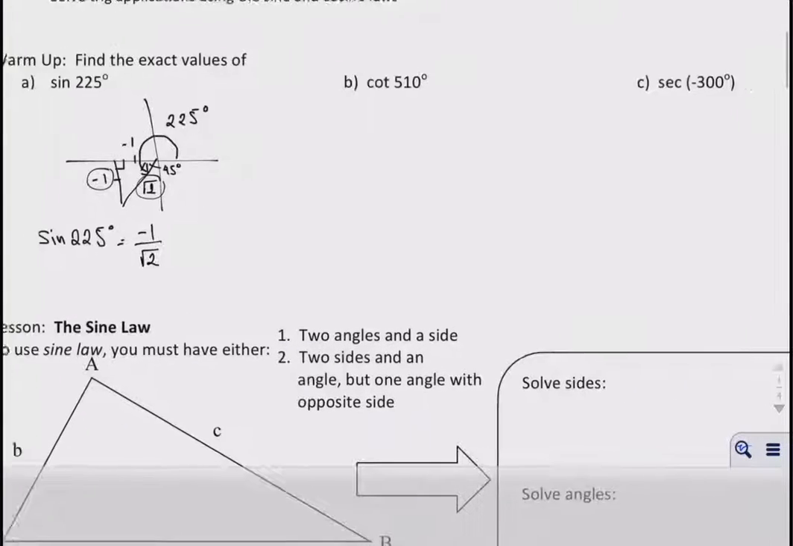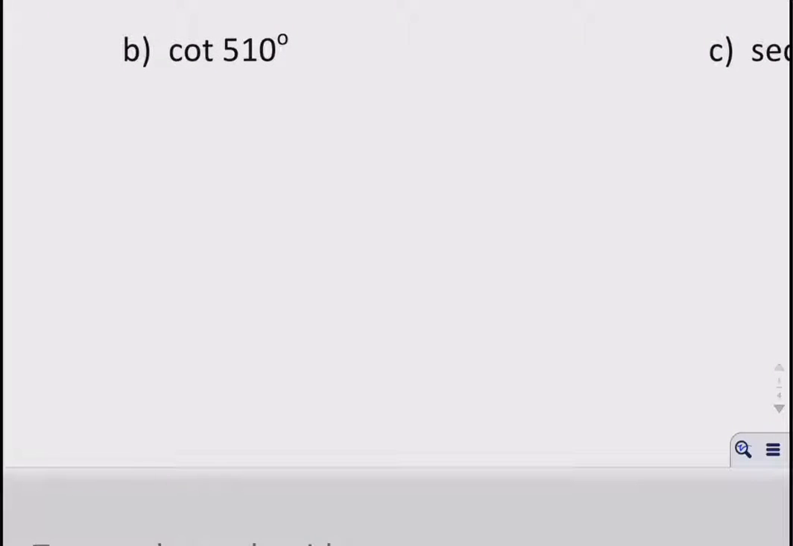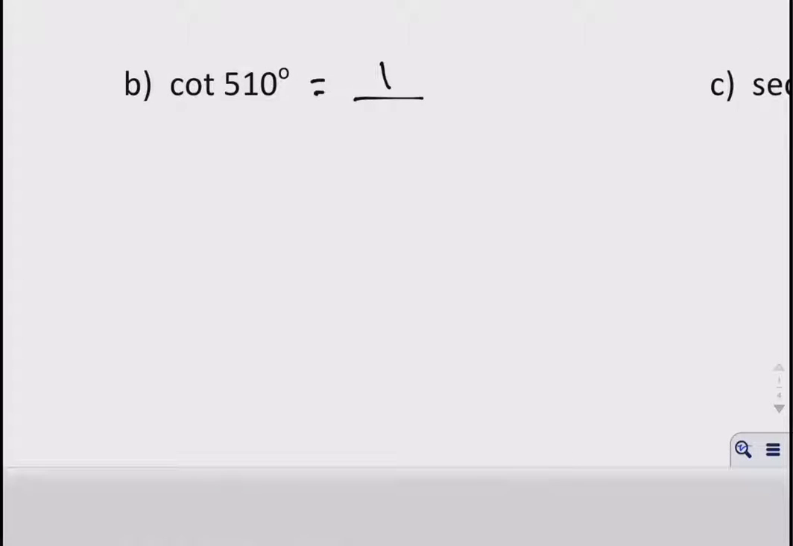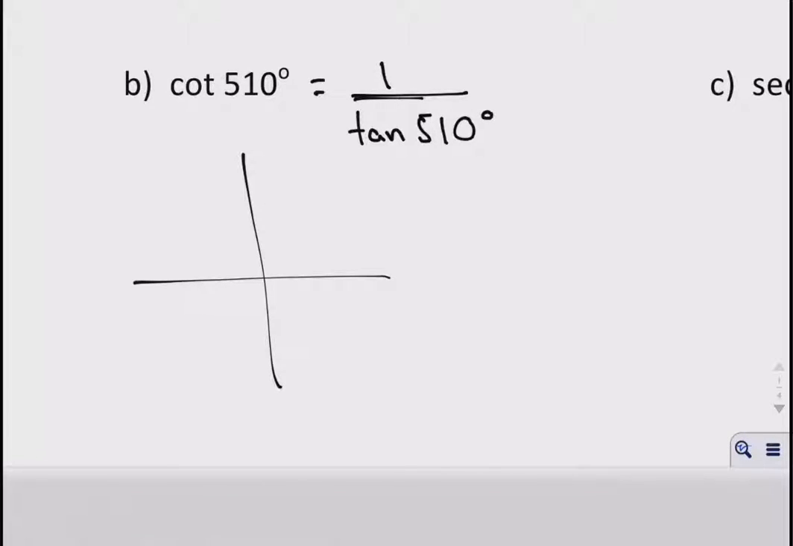For the second one, we have cotangent of 510. Now, cotangent, we know, is, by definition, the reciprocal of tan. So it's as if I'm trying to find tan of 510, and then I just reciprocate that result. How am I going to do that? 510 degrees. Well, first I have to locate 510, which means that I'm going around once, that's 360 degrees, and then I have to figure out how much further I'm going to go beyond 360.